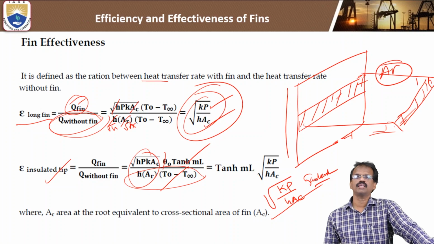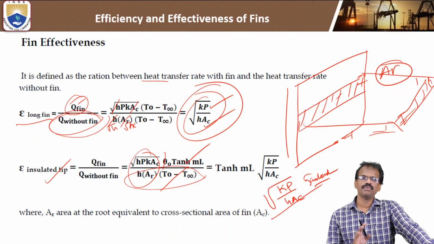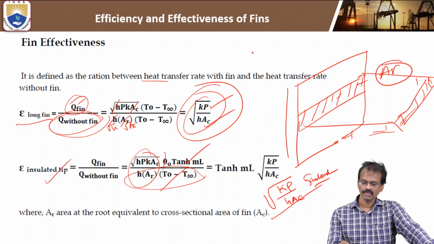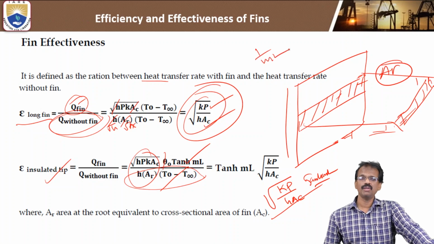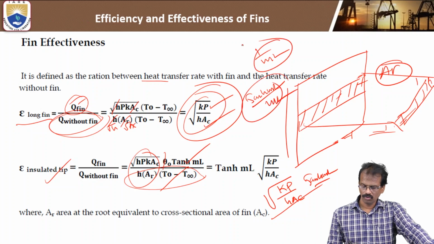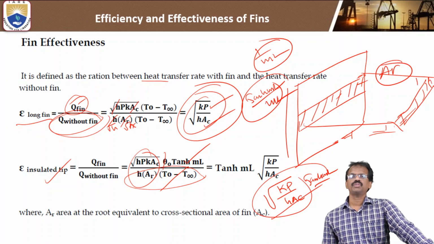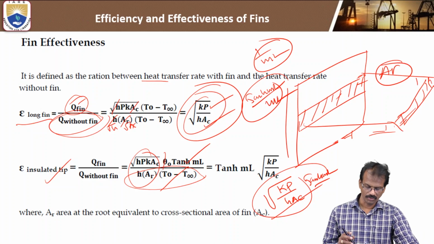So we already derived the effectiveness of long fin, effectiveness of insulated end fin, efficiency of the long fin, which is 1 by ml, and efficiency of the insulated end fin, which is tanh ml by ml. These four formulas you have to remember to find the effectiveness and efficiency of your fin.